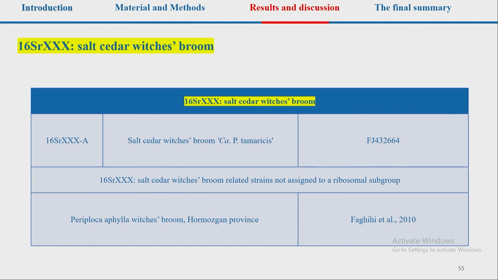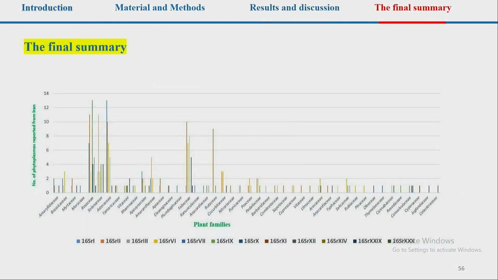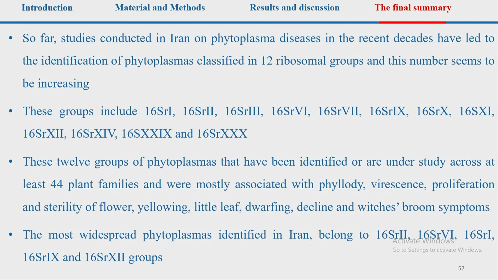And group 30, and the final summary. 12 phytoplasma subgroups reported from different plant families in Iran with different disease incidence and severity. 12 ribosomal groups, and also there seems to be an increase. The groups including aster yellows, peanut witches' broom, 16S rRNA group 3, and up to 30.